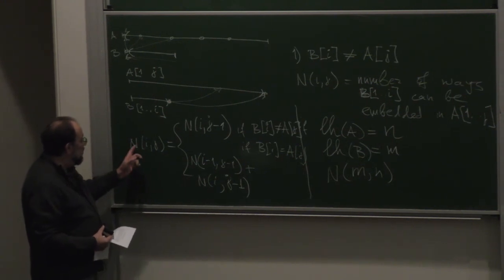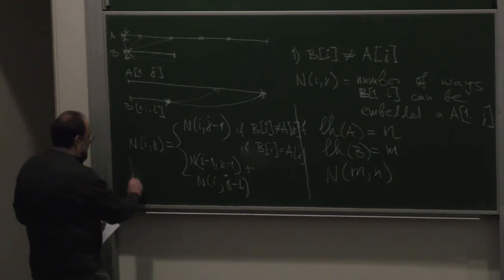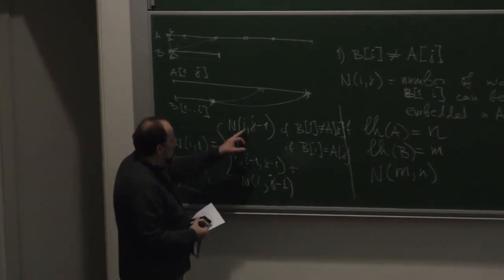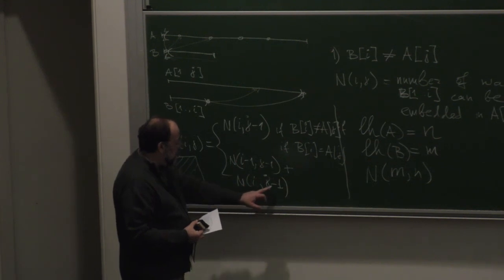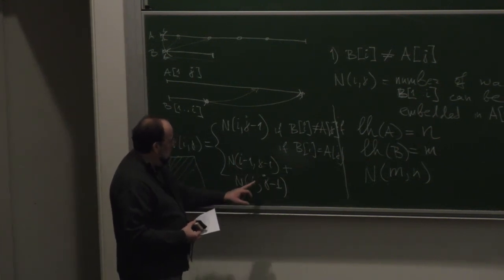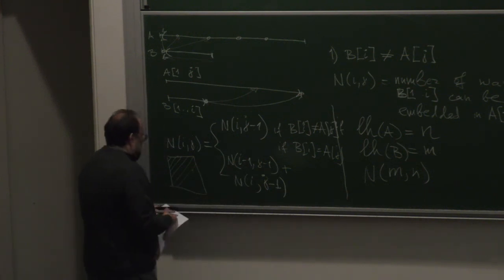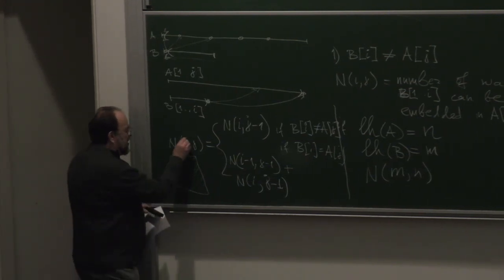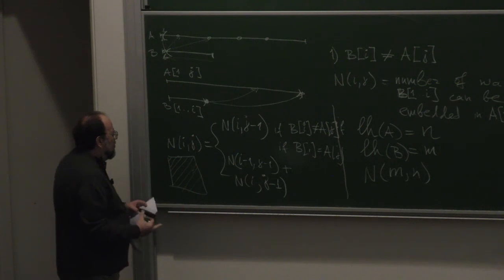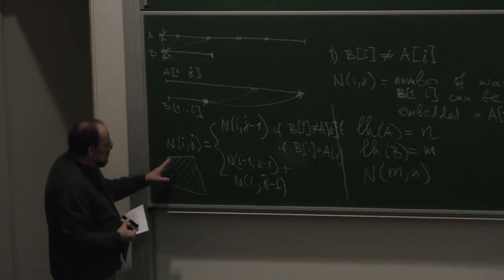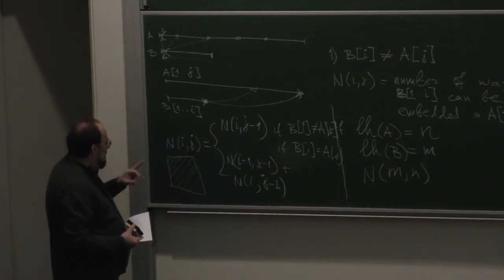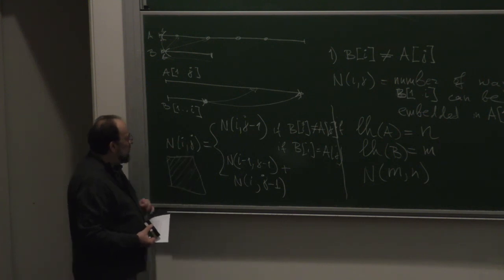In what order do you fill the table of N(i,j)? Well, you fill the table according to the sum of i plus j, because in both cases the sum drops for at least one. Here it drops for two. Here it drops for one. So the table will be filled according to the sum of i and j. So essentially it is one-dimensional. You can still put things in a two-dimensional table because it's easier to write it down. But the ordering is according to the sum i plus j.